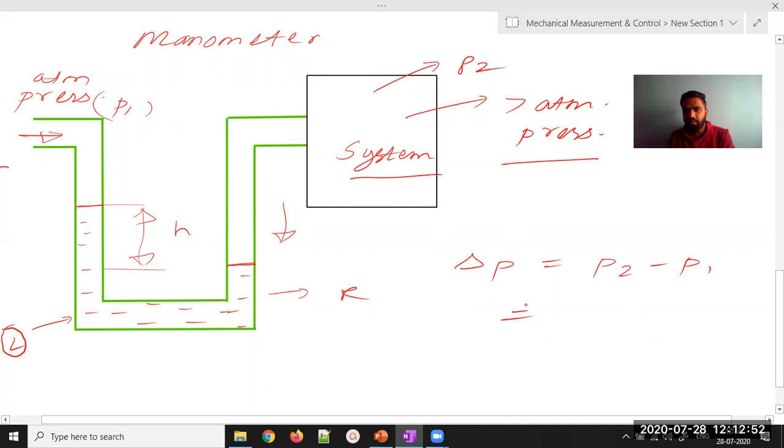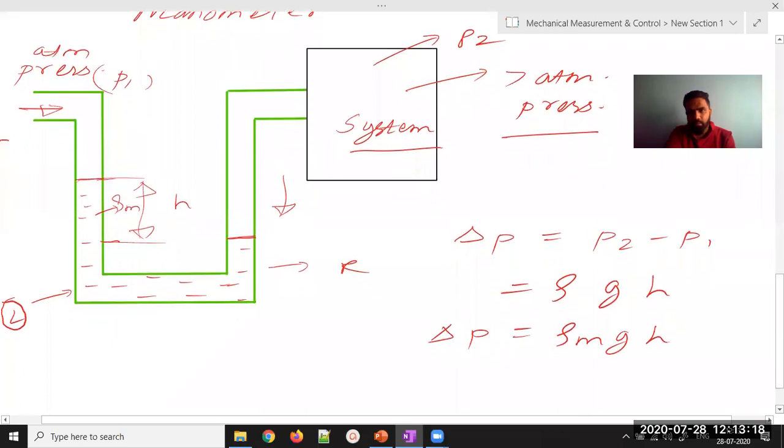It will automatically consider based on the sign that it will get from the output. So we know that delta P is equal to rho into G into H. Now we know that rho will be equal to what? Rho of this mercury. So we assume the density of the mercury to be rho m. So this will be rho m into G into H, and this will be equal to delta P. I hope you're getting this now.